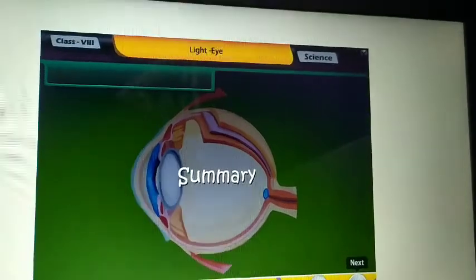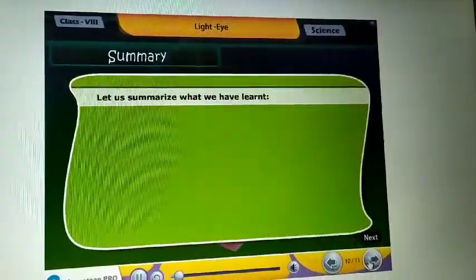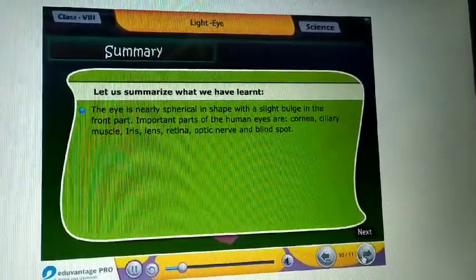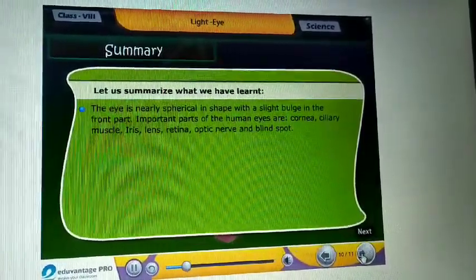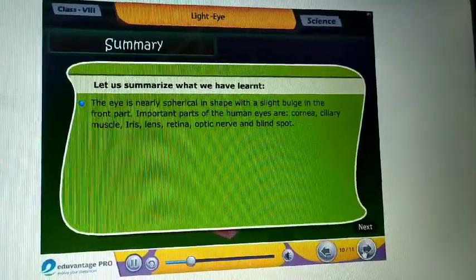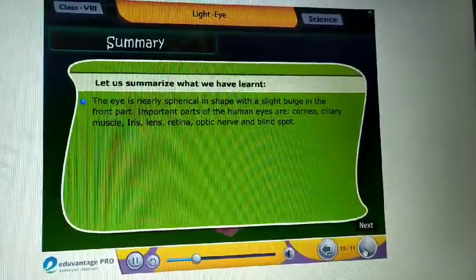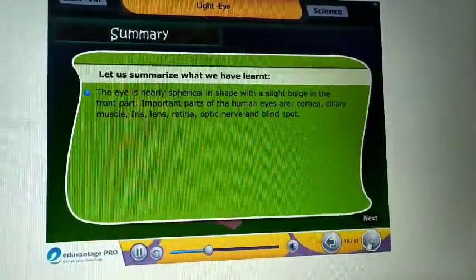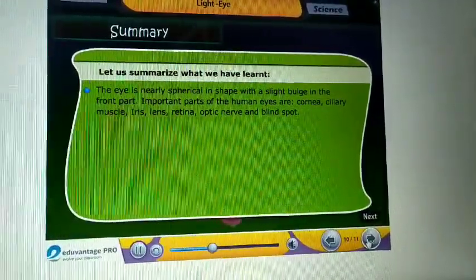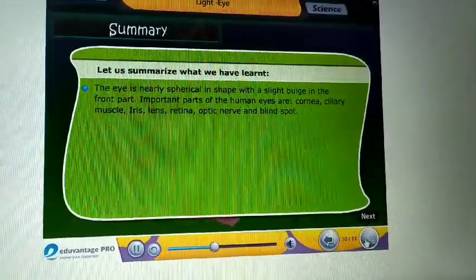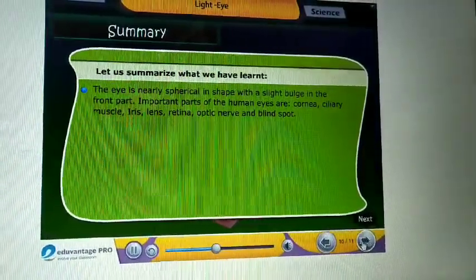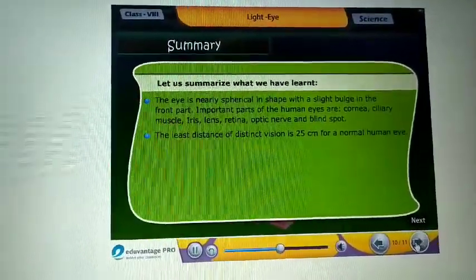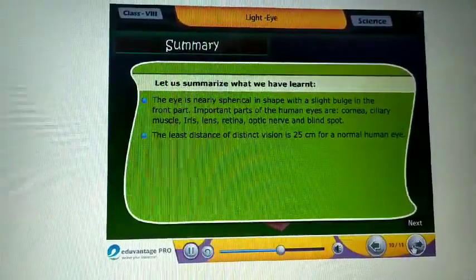Summary. Let us summarize what we have learned. The eye is nearly spherical in shape with a slight bulge in the front part. Important parts of the human eye are cornea, ciliary muscle, iris, lens, retina, optic nerve, and blind spot. The least distance of distinct vision is 25 cm for a normal human eye.